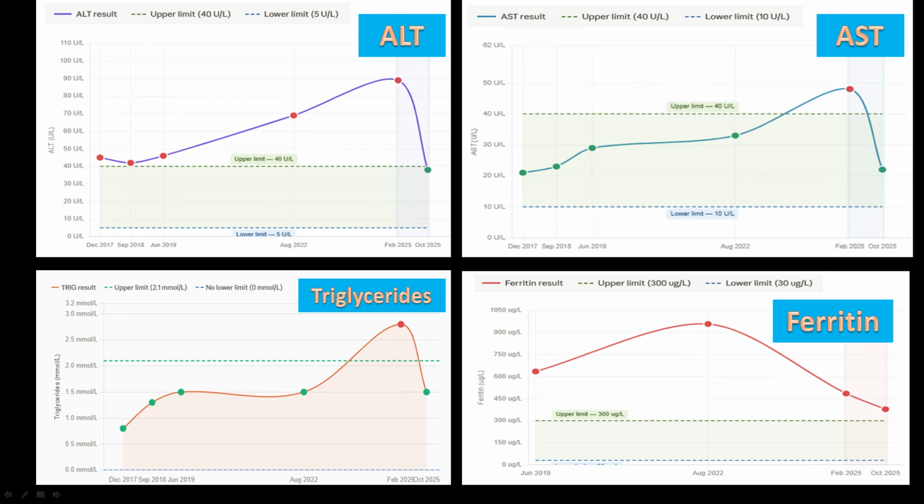I will continue monitoring my results with my doctor, particularly because my ferritin remains above the reference range and my BMI remains elevated at 33.